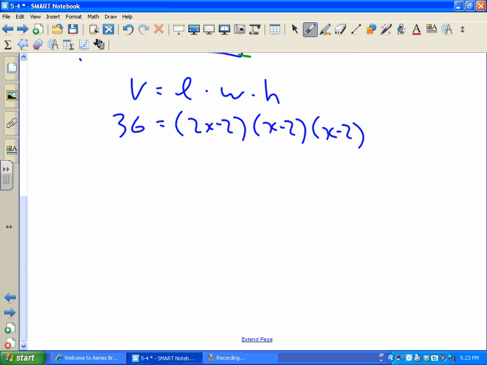I am going to do some magic math at this point. We have to multiply all of those together, 2x minus 2, x minus 2, and x minus 2. On the left side, it's going to be 36. What it's going to be is 2x cubed minus 8x squared plus 10x, and that is going to be a negative 8. No, that's not right. Did I make a mistake here? Negative 4? That should be right.